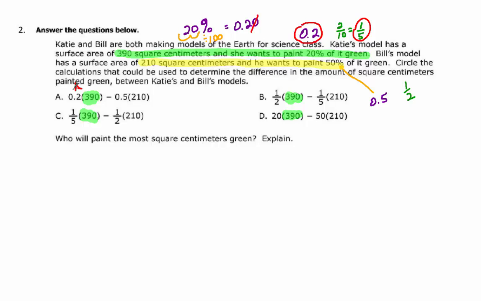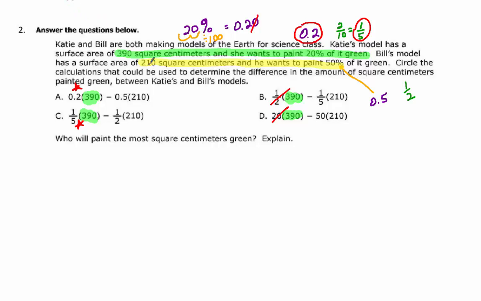Well, it matches up with 0.2 right there. Matches up with 1/5 right there. 390 with 1/2. Nope. That's supposed to be with the 210. See, it says 210 with the 50%, which is 1/2. And 390 with 20. They just dropped the percent sign. You can't do that. That's not mathematically sound.